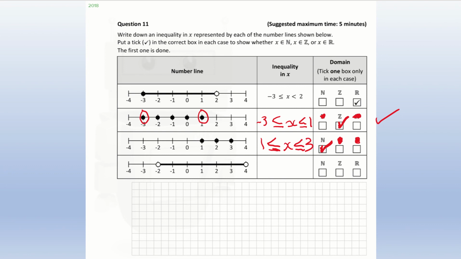Okay, last one, and this one is slightly different. Let me just get rid of my red marks up top here so we're not confused.